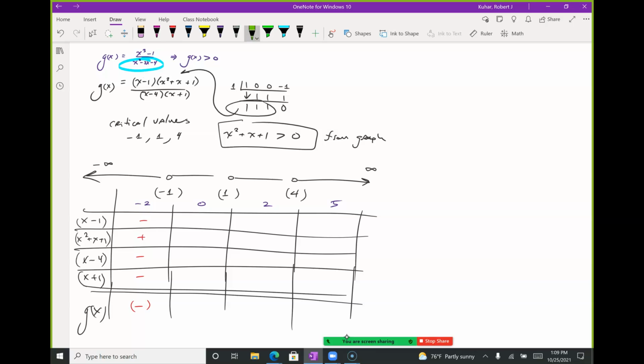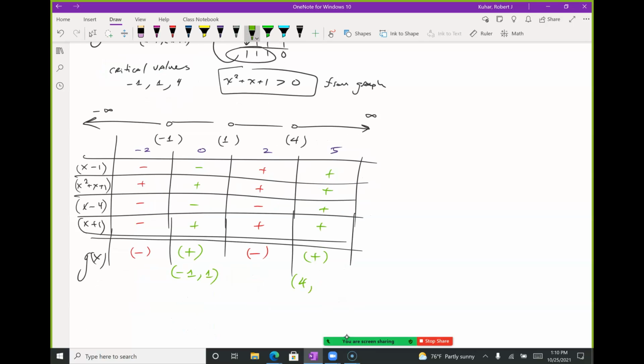When I plug in 0, I get a negative, a positive, a negative, a positive. I've got an even number of negatives. That will give me a positive result out of the function g of x. An odd number of negatives will give me a negative. An even number of negatives will give me a positive. So I already know I want the interval from -1 to 1 for sure in my domain, right? Because that gave me a positive. That's what I'm looking for. When I plug the 2 in, I get a positive, positive, negative, positive. So that's a negative. I don't want that piece. And when I plug the 5 in, I get all positives. And of course, I'm going to get a positive out of that, which means I want that interval as well, 4 to infinity.